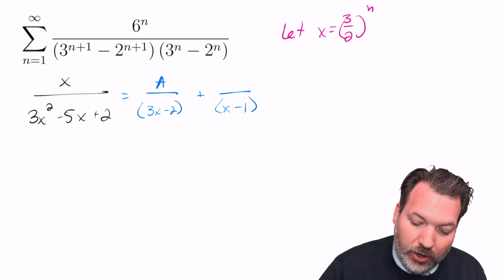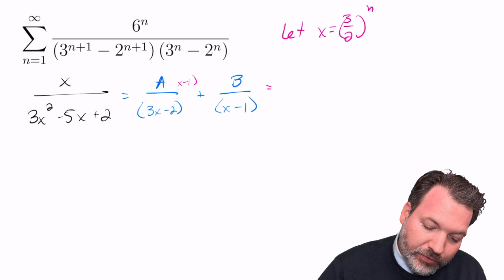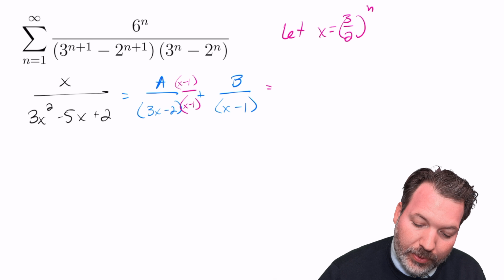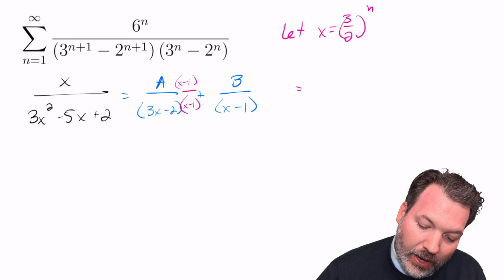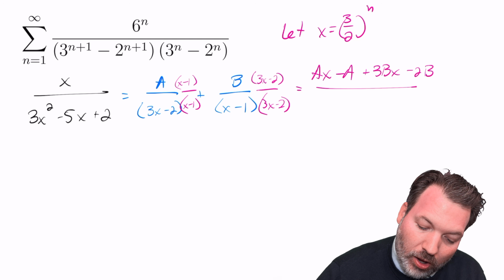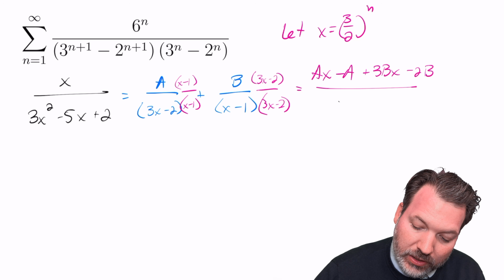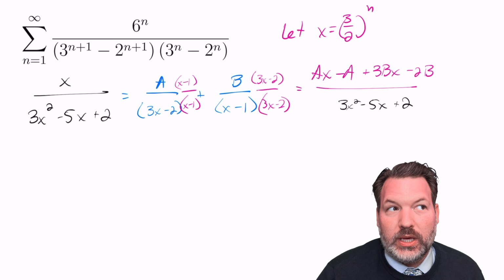My numerators I'll go ahead and call something like a plus b, and so adding these together, the first fraction I need to multiply by x minus 1 over itself to get that common denominator. I guess I'll move this equal sign a little bit. And the second fraction I need to multiply by 3x minus 2 over itself. So that gives us ax minus a plus 3bx minus 2b all over that original denominator of x minus 1 times 3x minus 2, or again 3x squared minus 5x plus 2 if we keep that expanded.